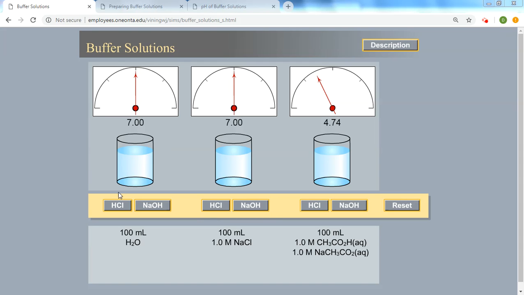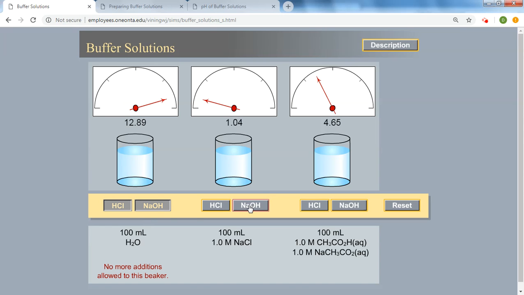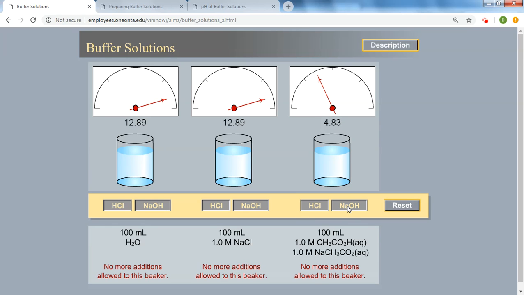And so what you can do is you can add HCl to each one, and notice that there is a big change for the unbuffered systems, but only a small change for the buffered system. Or if I add sodium hydroxide, then I'm just adding it twice. You'll notice there's a big change for the unbuffered, but if I add it to the buffered system, then there is not much of a pH change.